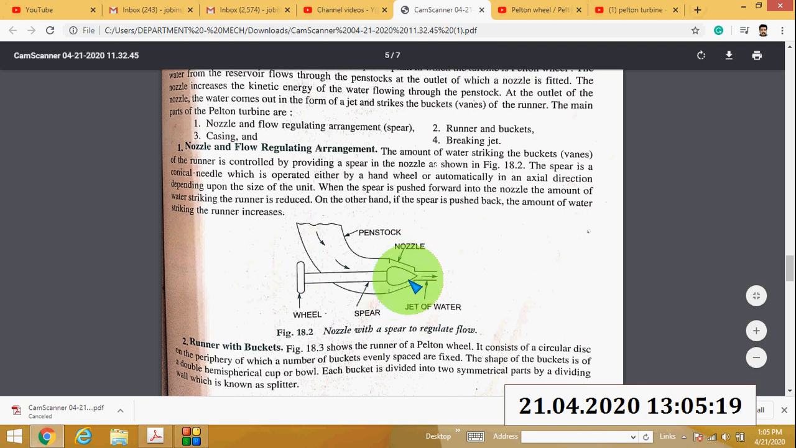On the other hand, when the spear is pushed back, more water enters through the opening and the amount of water striking the runner increases. In this way, with the help of the spear, the nozzle and flow regulating arrangement, we can control the amount of flow and the amount of water striking the runner.